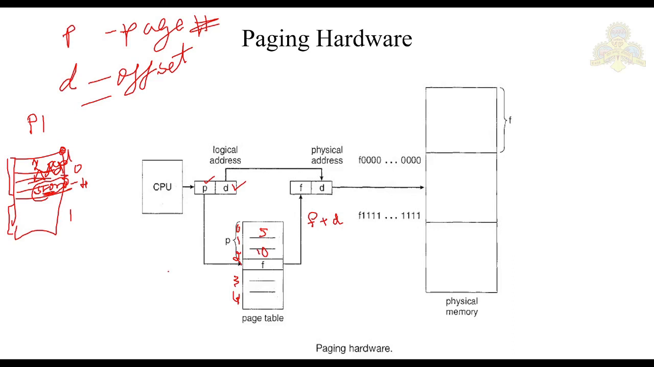I'll repeat once again. The CPU generates a logical address that is divided into two parts, page number and displacement. The page number is given as input to the page table. By looking into the page number, which is the index, you will find the corresponding frame number. Then you take the frame number and add it with the displacement or offset d, so that gives you the physical address, which can then be given to your memory management unit. So this is about your paging hardware.